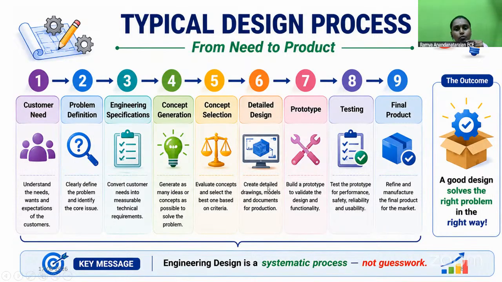After that, you need to go for detailed design, that is create detailed drawings, models and documents for production. Once the designs are ready, you need to build a prototype to validate the design and functionality. Once the prototype is ready, you test the prototype for performance, safety, reliability and usability. And the final step is refine and manufacture the final product for the market. So these are the 9 steps that happen in the design process, that is from customer need to the final product. I'll repeat the 9 steps.